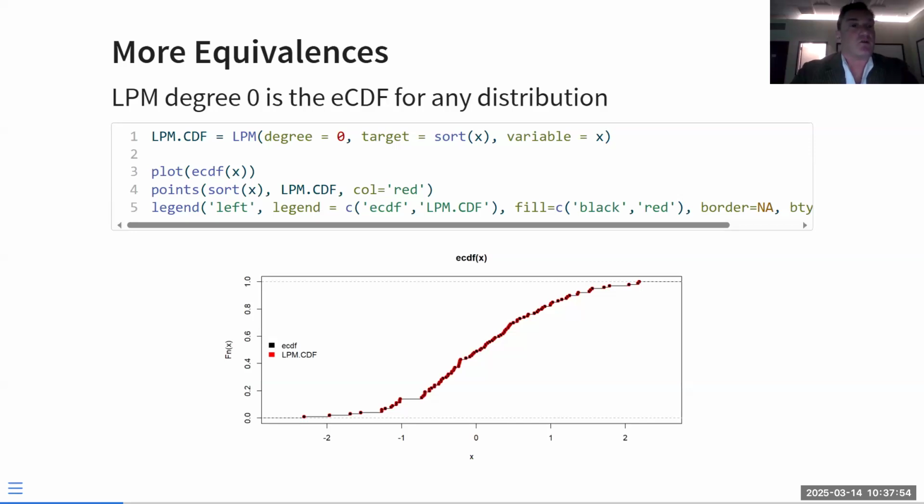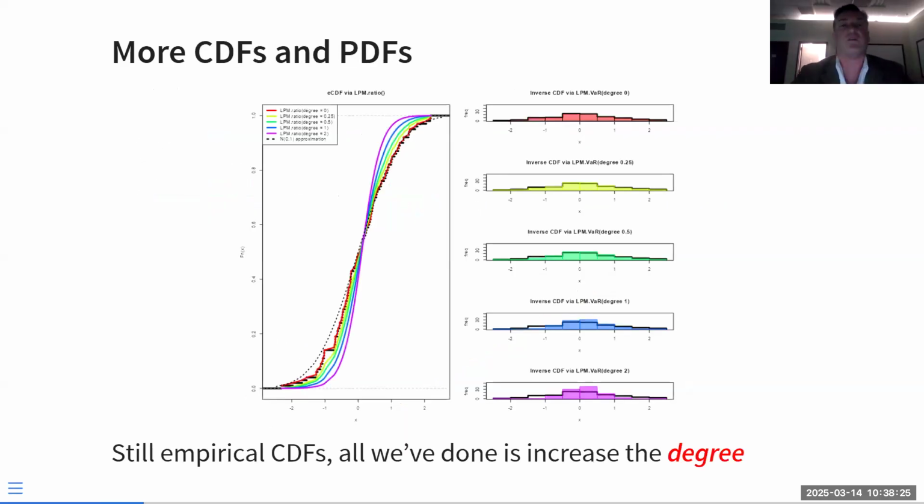The lower partial moment, degree 0, is an indicator function. And what we can do with that is match any empirical CDF. It's very easy. We just set the degree equals 0, and we use the target as all values of X sorted. We can see it aligns perfectly with the empirical CDF. This is going to yield a lot of insights in a bit, but we have to have this equivalence first. So now, if we change the degree, again, these are still empirical CDFs.